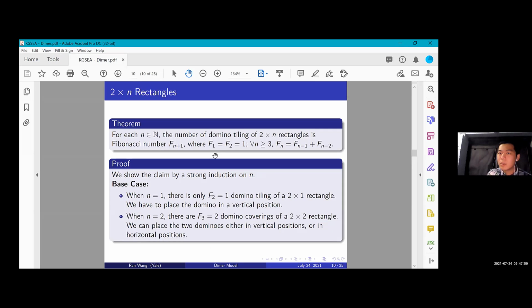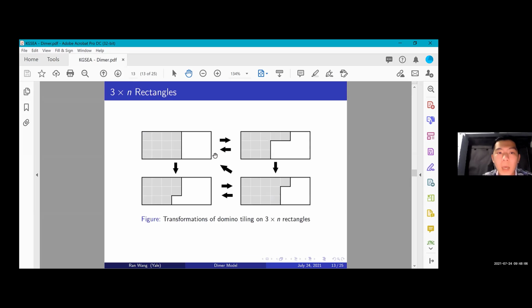Does anyone have any questions or no? Okay, good. So those were the really basic cases for the 2 times n rectangles. And how about 3 times n? It's slightly more complicated, and I won't go into details because it's really hard to explain. But the general idea is that there are basically 4 patterns here that go from one to another.